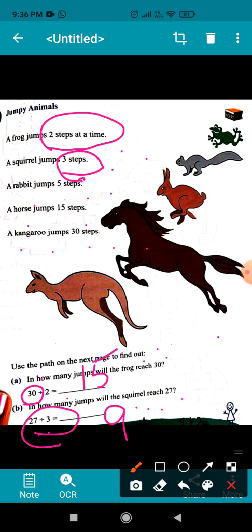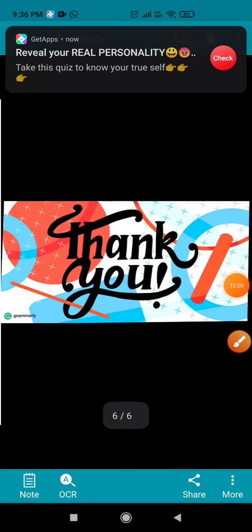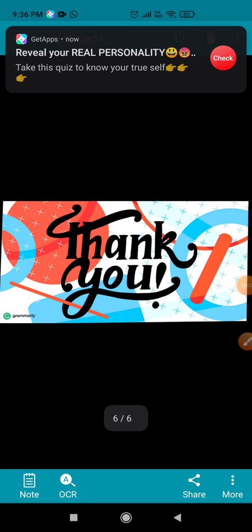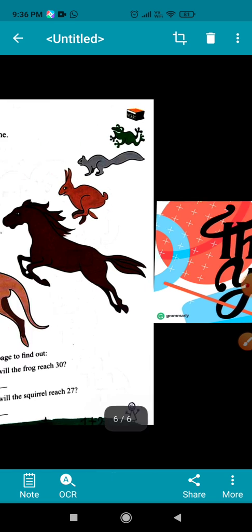Similarly, you will do the questions given on page number 174. Children, hope all the questions are clear among you all. So do practice and solve all the questions given in the book.